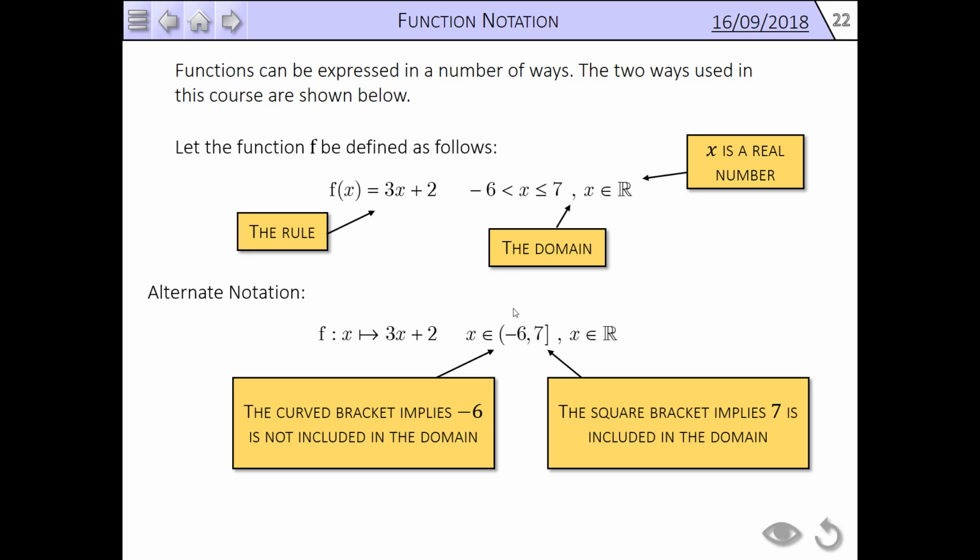We can also have different combinations of the notation here. There's no reason that this rule has to be written with the domain in this form. We could have this rule and the domain written in the form below.